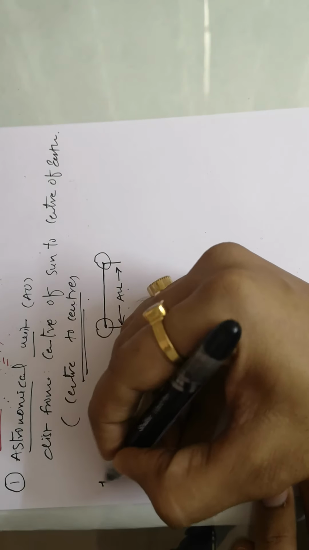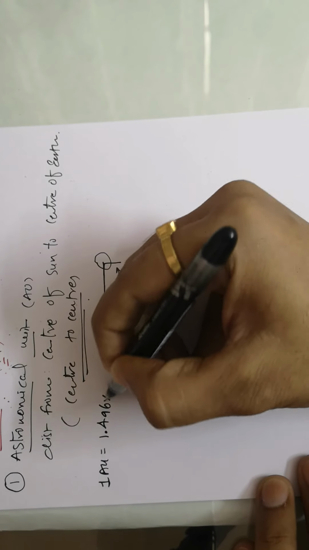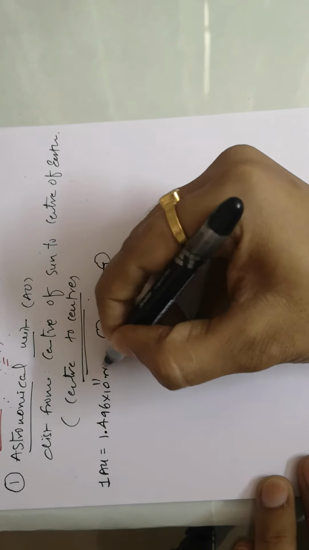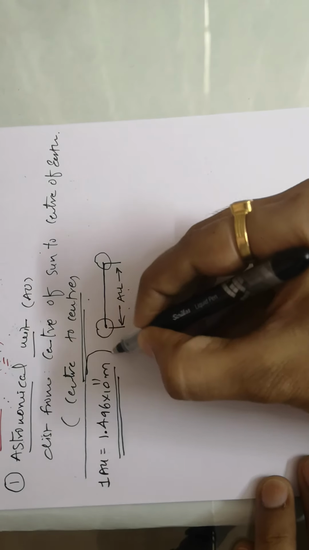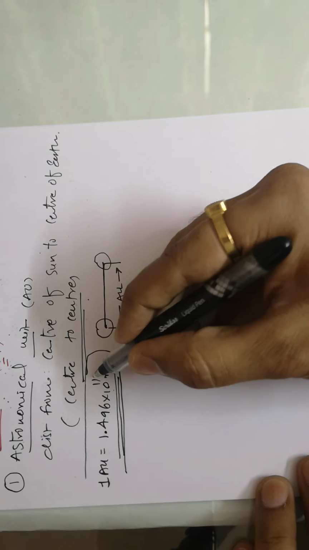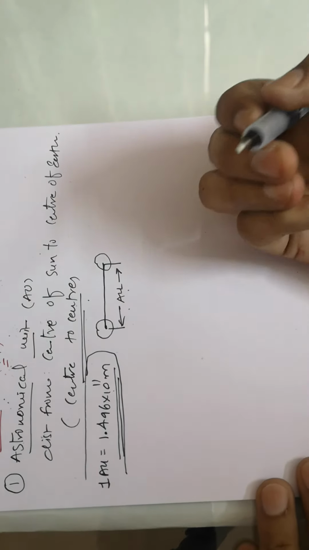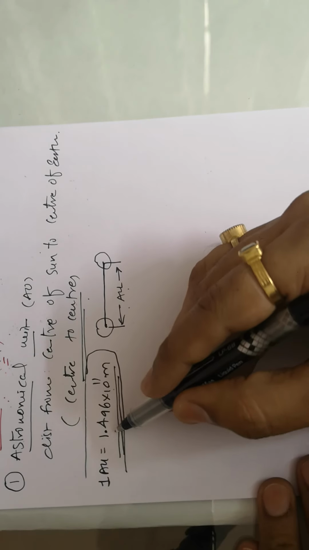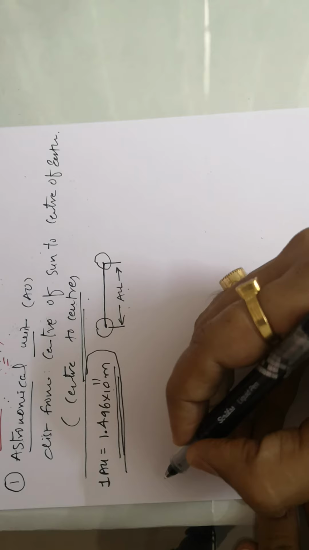1 AU is 1.496 cross 10 to the power 11 meters. Remember this term, because whenever we are using astronomical units, you will see 10 to the power 11 meters. It is a larger unit compared to the kilometer. So 1 AU equals 1.496 cross 10 to the power 11 meters.